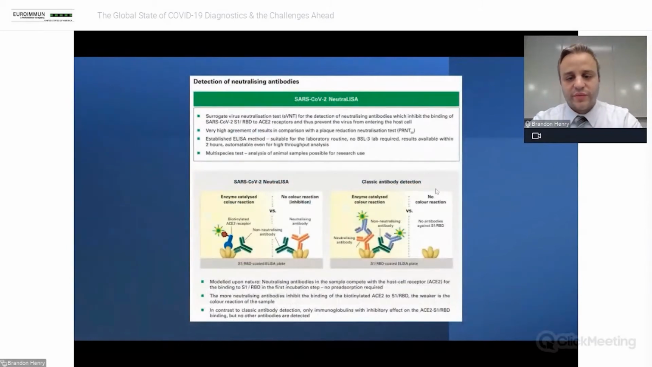Here we can see, for example, how this type of assay works. It's the Euroimmun assay. So the surrogate viral neutralization test basically works by using a synthetic ACE2 and measuring the ability of your antibodies to stop ACE2 from binding to the receptor binding domain on S1.